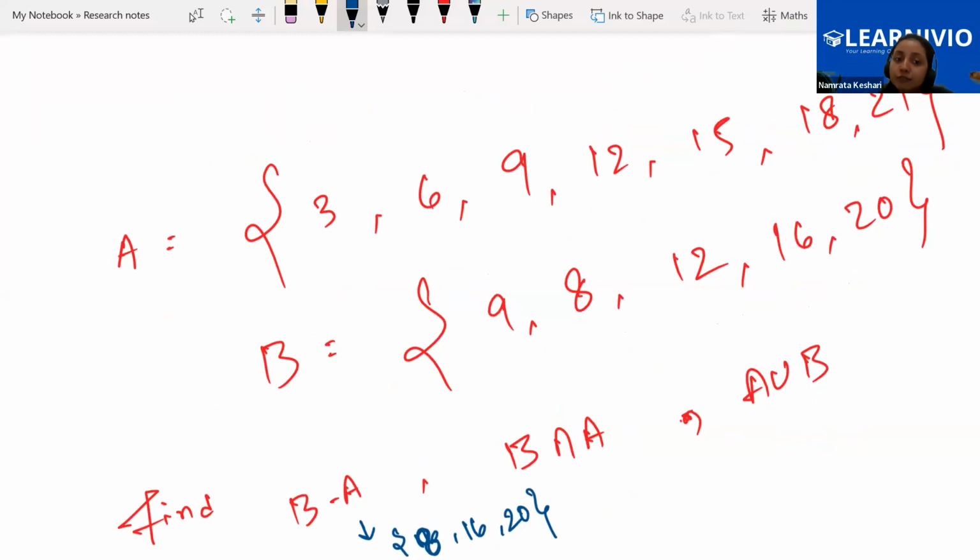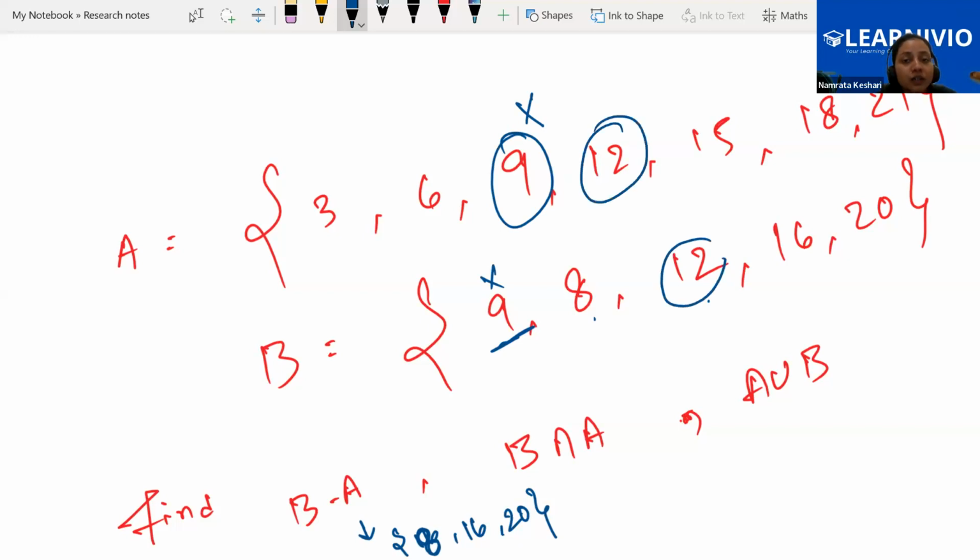B minus A means everything that is in B, but not in A. Every element which is there in set B, but not in set A. So 9, we were about to write 9 over here, but 9 is in A. We have to cross it. Now 8. Is there any 8 in A? No, 8 we can take. 12, we were about to write 12, then we realized 12 is already there in A. So we are writing all the elements which are there in B, but not in A. So 12, we have to cancel it. Yes, it is correct.